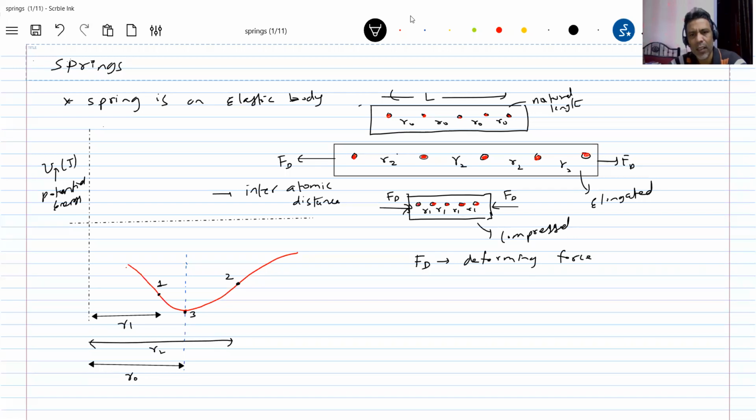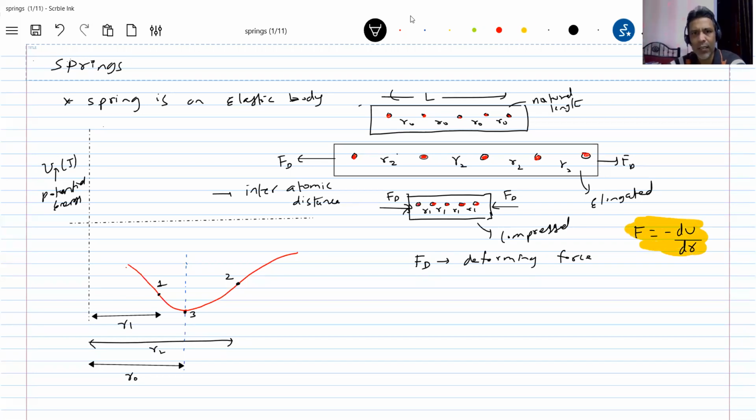Got the idea? Now something will happen inside the body. Look at the elastic body. If you stretch an elastic band and then remove the deforming force, the moment you release it, it will try to restore its natural length. How does it restore its natural length? According to the graph, force and potential energy are related by one basic formula: F equal to minus dU by dr.